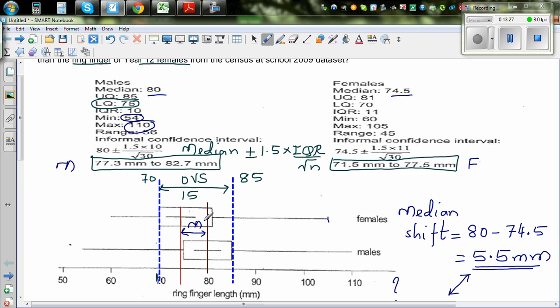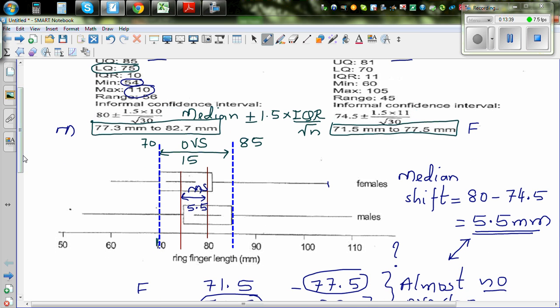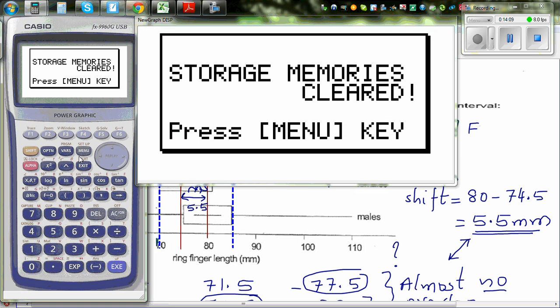The median shift, the MS, is how much? 5.5. The median shift is 5.5, and the overall visible spread is 15. Okay, now what's the ratio of that? Let me take the ratio of median shift over overall visible spread, which is 5.5 over 15. I'll not use a calculator, though you can. This is 55 over 150, so let me write this as a fraction.